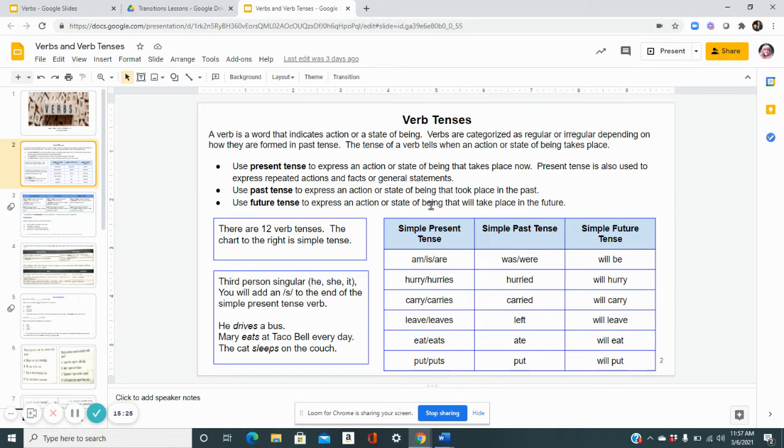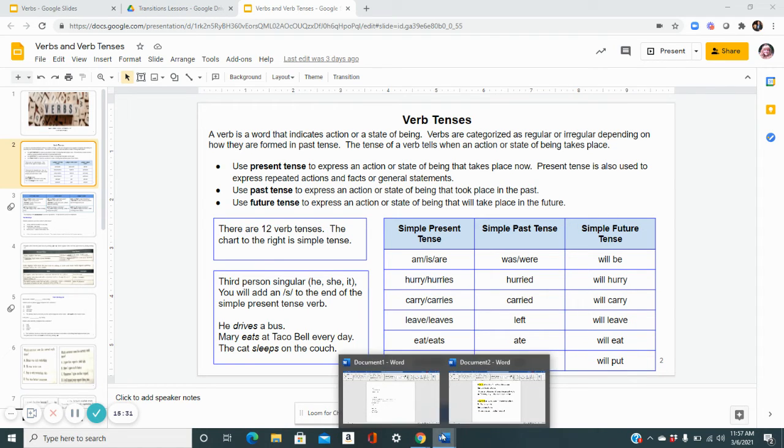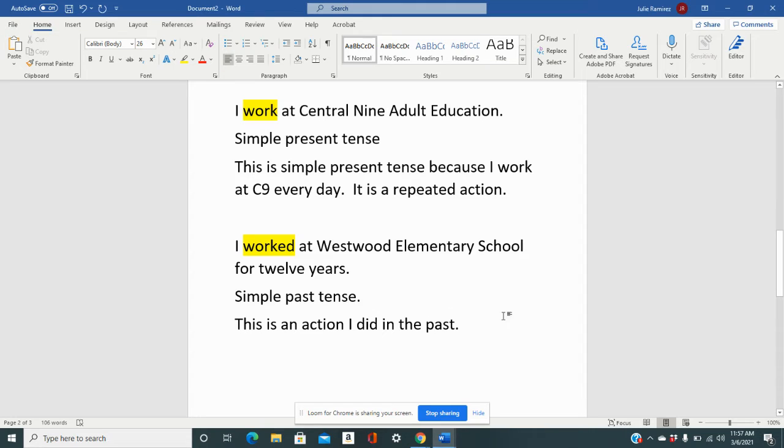Future tense expresses an action or state of being that will take place in the future. So with our simple future tense, with future tense verbs, we use a helping verb. And in this case, will is the helping verb. So we put that together with the verb.